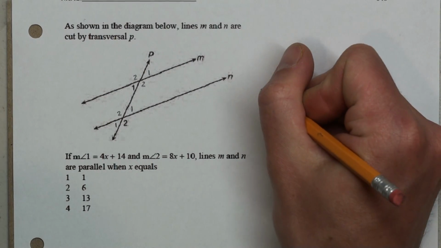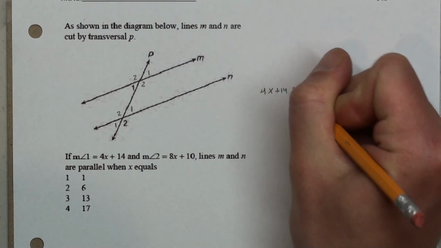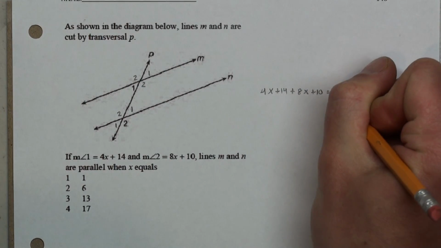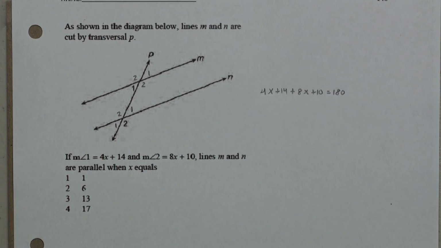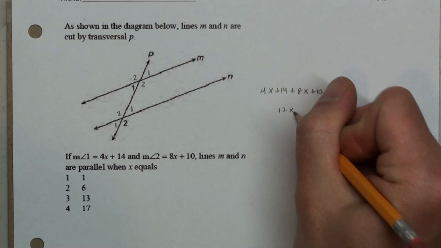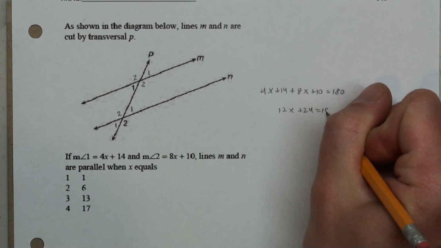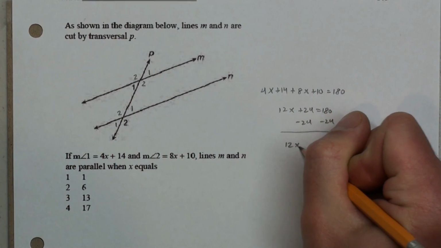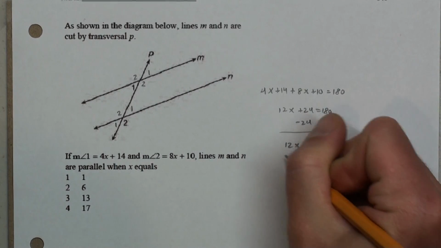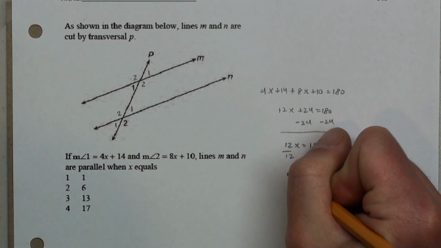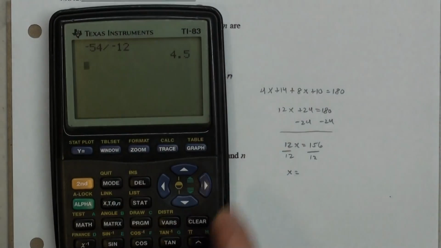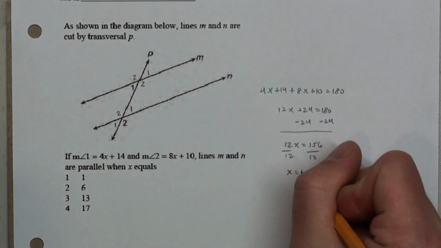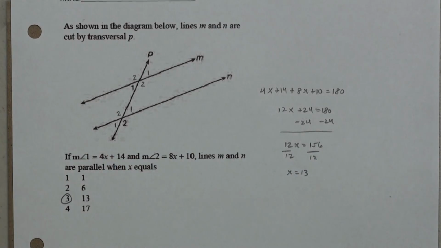So 4x plus 14 plus 8x plus 10 has to equal 180 if those lines are parallel. So we got 12x plus 24 equals 180, minus 24 from both sides. 12x equals 156, divided by 12. Choice 3.